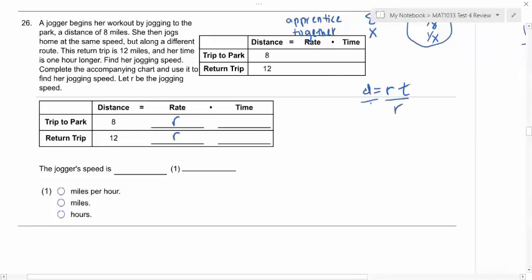If you divide both sides by rate, you see that time equals distance divided by rate. So the distance was 8 for the trip to the park. The rate was R. So the time would then be 8 over R. Okay. And then how would you fill out the time for the return trip? It would be 12 over R. Good.